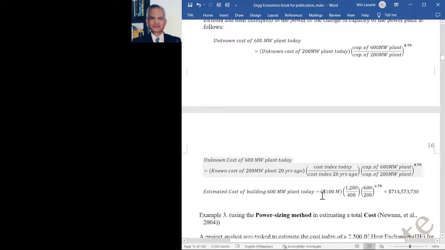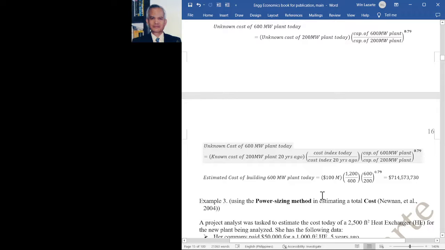Then plugging in the given known values. Known cost of the 200 megawatt plant 20 years ago is $100 million. Cost index today is 1,200. Cost index 20 years ago, and so on. And you have this estimated cost of building the 600 megawatt plant today.